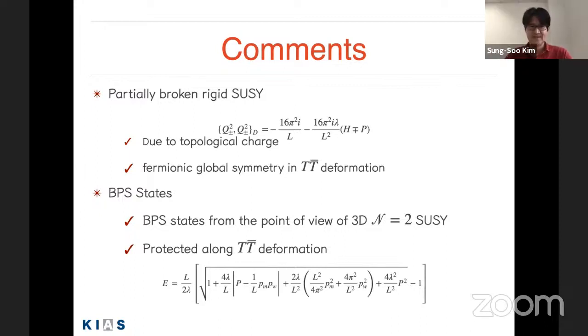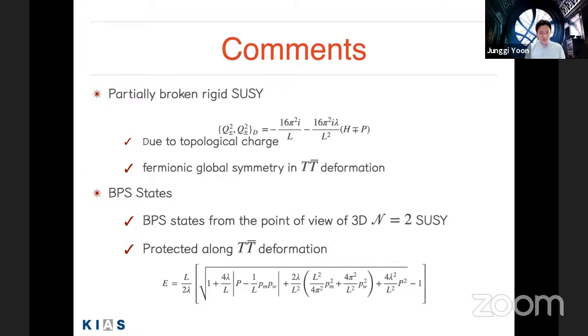Because of the Wess-Zumino term and the compactified x minus, a part of the N=2 supersymmetry, corresponding to Q2, is broken. In the literature this is called partially broken rigid supersymmetry, and this is known in the Green-Schwarz. This is why we don't consider the fermionic global charge as a supersymmetry charge in the TTbar deformation. Although it originated from the supersymmetry in 3D, it's not a supersymmetry in the TTbar deformation.